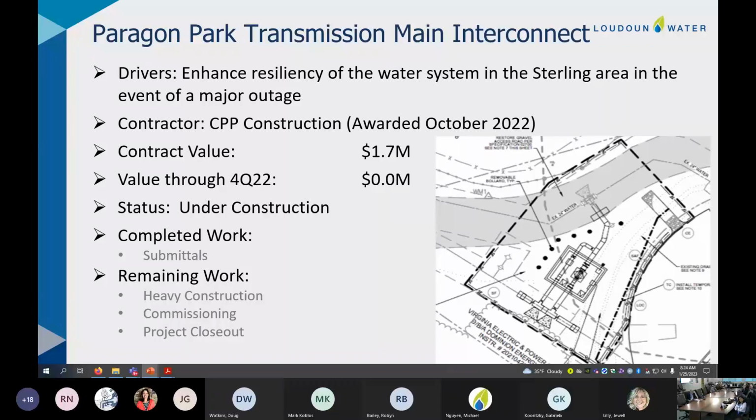This project includes quite a bit of ductile iron pipe and ductile iron valves, which have a pretty lengthy lead time. So we won't get into the major construction and have the contractor really mobilize on this for several more months, until those materials and equipment are available to come to the site.